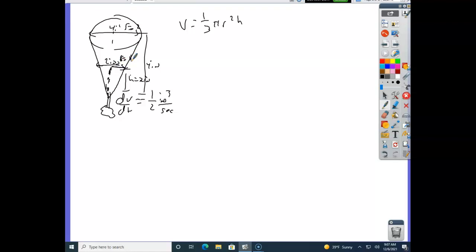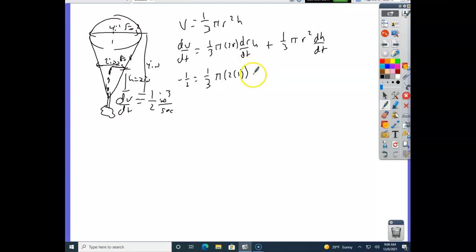So now look at this and go, all right, what are we going to do here? We're going to go ahead and use our formula. We know how to use our formula. Everything's good. We felt very confident. We did dV/dt, and we said 1/3 pi 2r dr/dt plus 1/3 pi r squared dh/dt. Are we in agreement? And then we started plugging numbers in, thinking we've got this cold. Negative 1/2 equals 1/3 pi 2, r is 1 at the point I care about, dr/dt, and that's when we went, oh dear Lord.